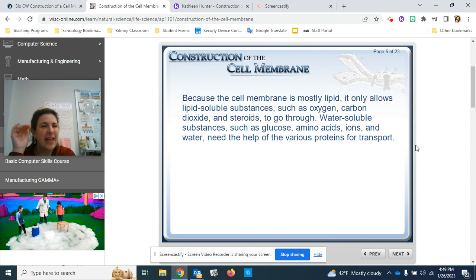This is a lot of chemistry understanding of things, but what you do need to know from here is that lipid soluble substances can just go through the membrane. Water soluble need other proteins to help them transport. Now, I remember it that small molecules can go through the membrane because steroids really never come up. Oxygen, carbon dioxide, no problem. They diffuse right through. Glucose, which we need for cell respiration, amino acids, which we need for protein synthesis, ions and water, they have to go through those special channels in the membrane.